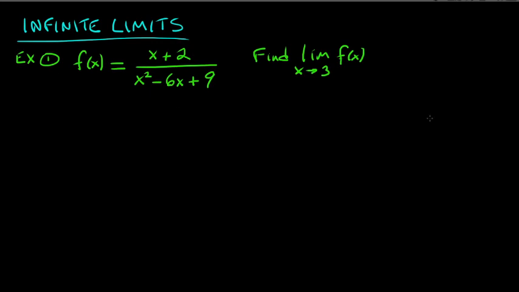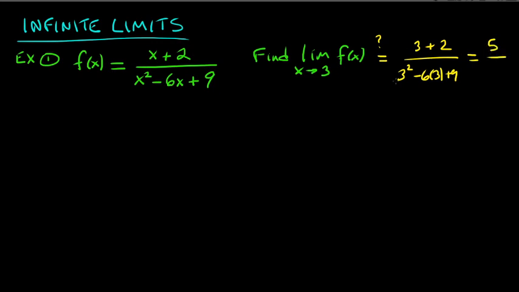So, how do we do that? Well, remember, the first thing you could do as a first attempt is, can we plug in 3? Is this function continuous at 3? So, if we try plugging in 3, we get 3 plus 2 over 3 squared minus 6 times 3 plus 9. After all, if this function is continuous at 3, then that guarantees that this will be the answer.